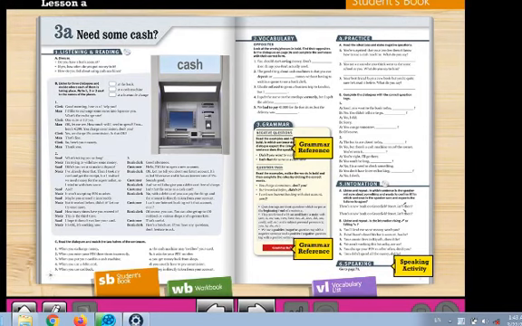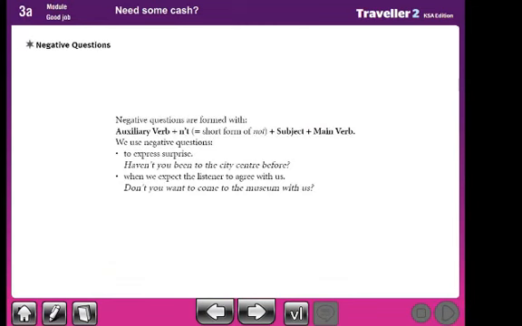First, let's remember what we talked about in the previous lesson. Negative questions. We said negative questions are formed with auxiliary verb plus not, short form of not, plus subject plus main verb. We use negative questions to express surprise. For example, haven't you been to the city center before? Or when we expect the listener to agree with us, don't you want to come to the museum with us?